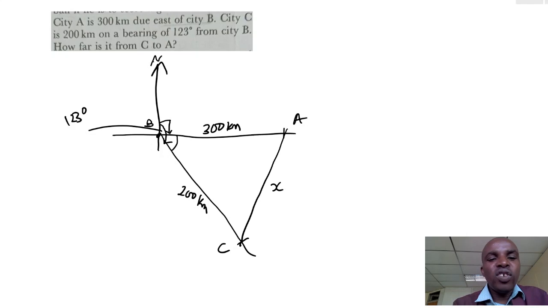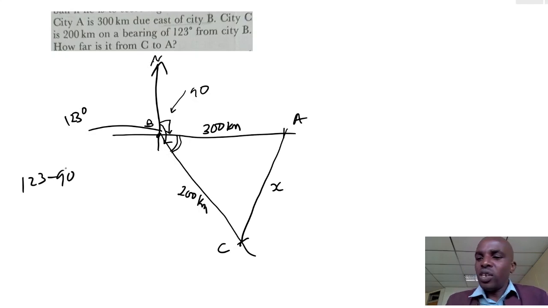So what do you have to do? You have to look for this angle, the angle between the sides that are 300 and 200 kilometers. And this angle, you can see this one is 90, and up to this line where they say it's 123. So to find this angle, it's just 123 minus 90. That's 33 degrees. So this angle is 33 degrees. Then I have my B and my C. I can use the cosine rule, right?